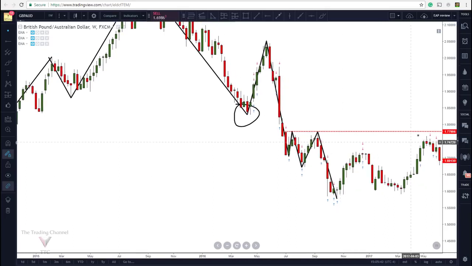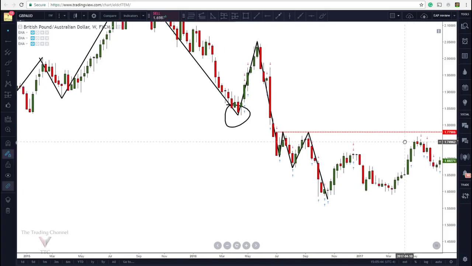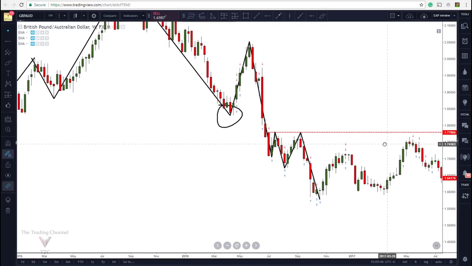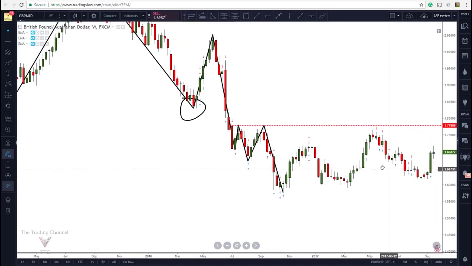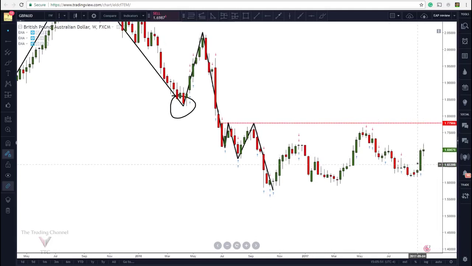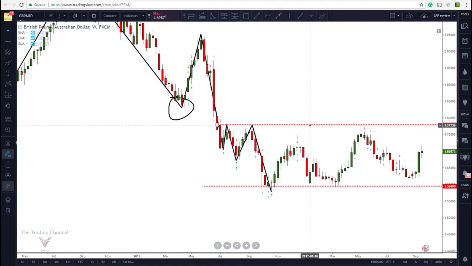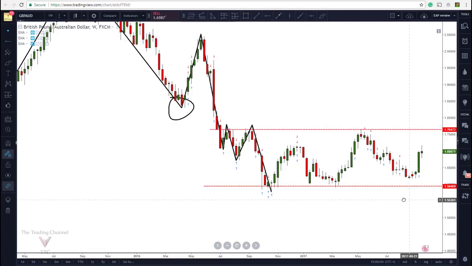So we have this pullback, again pushing up towards our resistance level, but not breaking it. So still we're in this downtrend, and now we're pushing even lower. And here we are at current day, and currently this market's pushed up. So right now, guys, we're just in this period of consolidation on the pound Aussie. We're looking at this area in through here as our consolidation area.